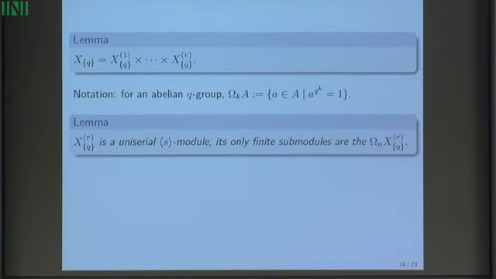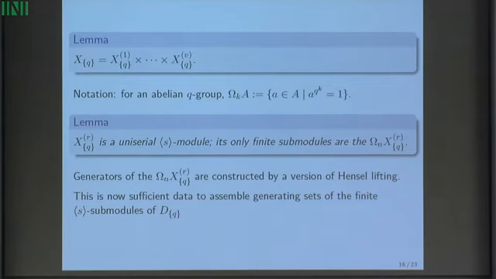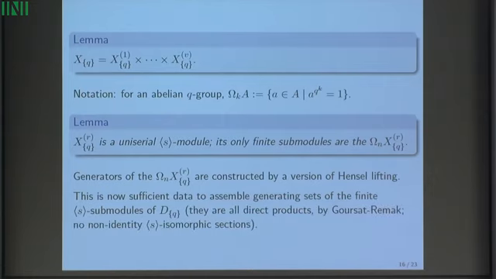And, okay, how do we work out submodule generators? Well, this is buried in the proof of the lemma on the previous page. It's essentially Hensel lifting, so that's not really a problem again. And now we have all of the information to assemble module generating sets for D_q. And in fact, they're all direct products because there are no module isomorphisms between non-identity sections of these direct module factors. And that's basically it for the submodule listing problem.